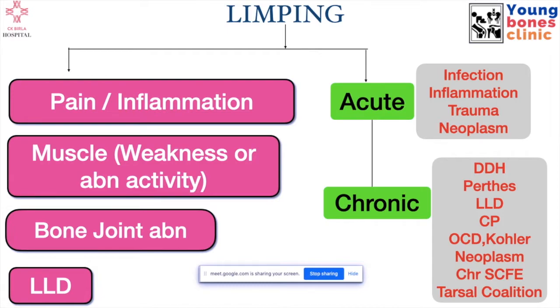So the acute causes of limp include infection, inflammation, trauma, neoplasm, which are quite obvious to you all. And chronic causes are usually DDH, developmental dysplasia of the hip, Perthes, ligament discrepancies, cerebral palsies, avascular necrosis of some areas of bone, which is known as OCD, osteochondritis dissecans, or Köhler's disease, any neoplasm, slipped capital femoral epiphysis, or tarsal coalition. That means fusion of the tarsal bones in the feet.